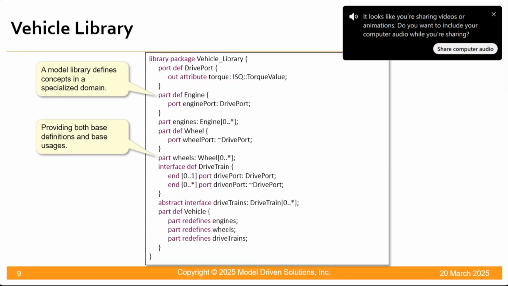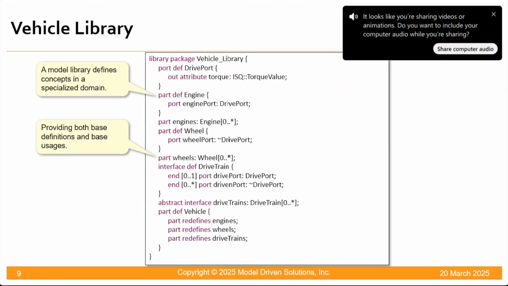And in fact, as we go forward, that provides the basis for providing usage level domain-specific concepts. So the pattern here when you're doing a library like this is not only to have this part def for engine, but also this base. And it has multiplicity 0 dot dot star because that's the most general.